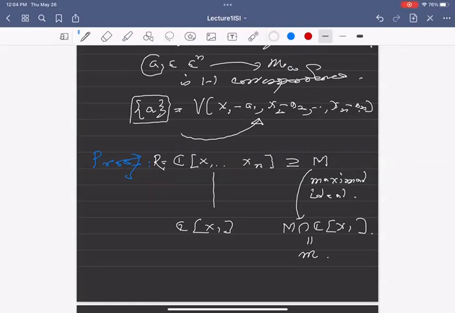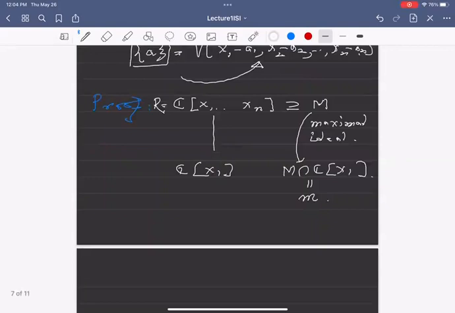Hello, sir. Am I audible? Yes, sir. It is, of course, a prime ideal because it is a contraction of another prime ideal over here. But for the maximal case, we use the fact that in C[x1], every prime ideal other than 0 is a maximal ideal. So it will be maximal.